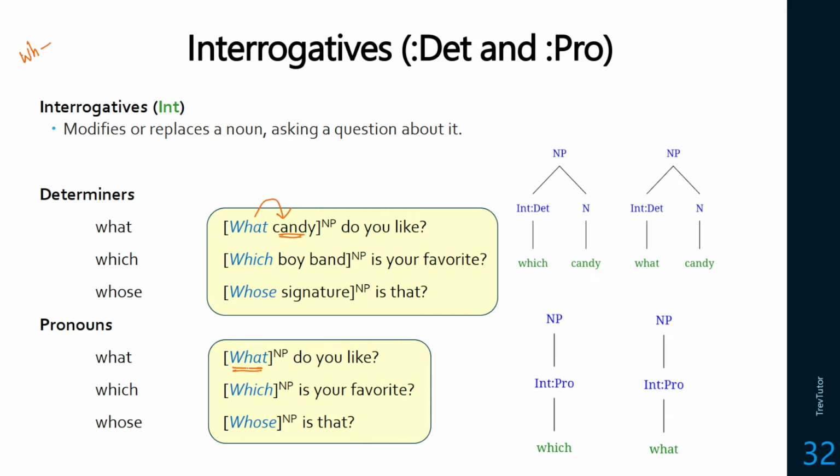Which boy band versus which? Whose signature is that? Whose is that? Whose signature? That's a determiner. Whose? That's just a pronoun. So these categories are int because they introduce questions. Interrogative just basically means question. And determiners and pronouns based on their function.